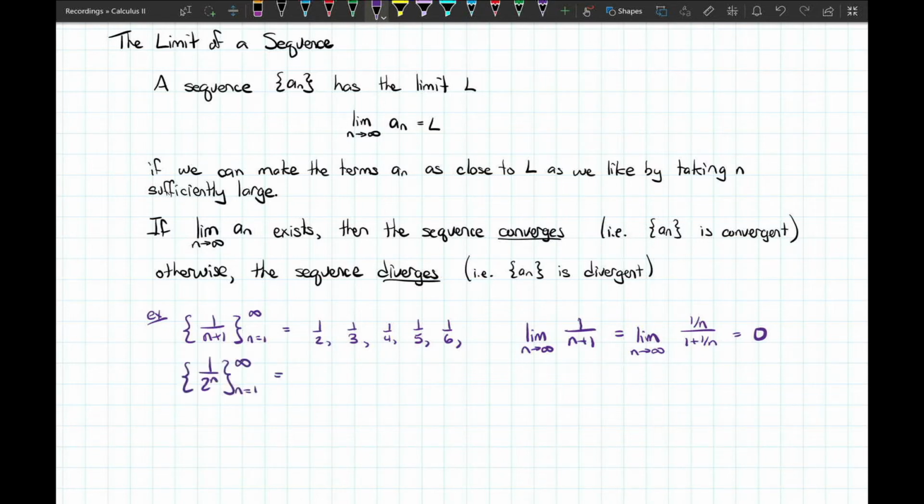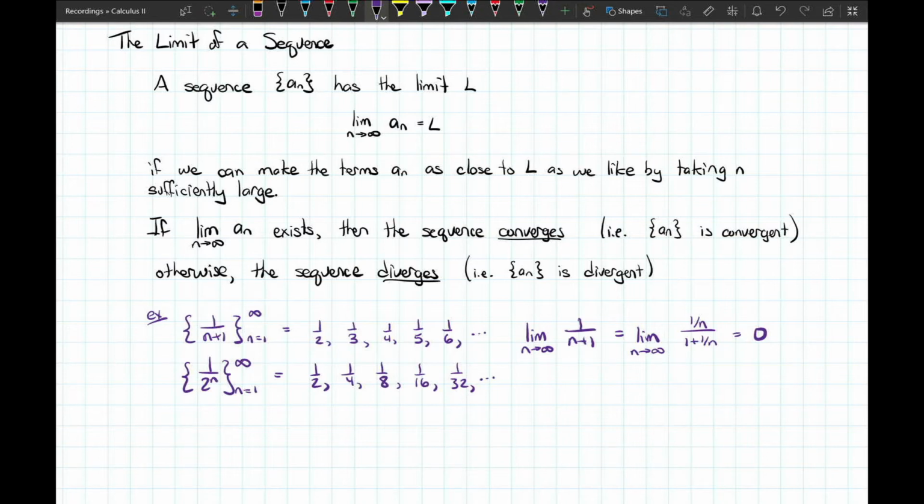In this example, 1 over 2 to the n from n equals 1 to infinity, well, when n equals 1, we end up with 1/2. But when n equals 2, we end up with 1/4. When n equals 3, 1/8, 1/16, 1/32, and etc. And you can see that this is also getting smaller and smaller, although it's getting smaller a lot quicker than the previous sequence. And that's going to make quite a big difference when we start thinking about what happens in series where we add these together.